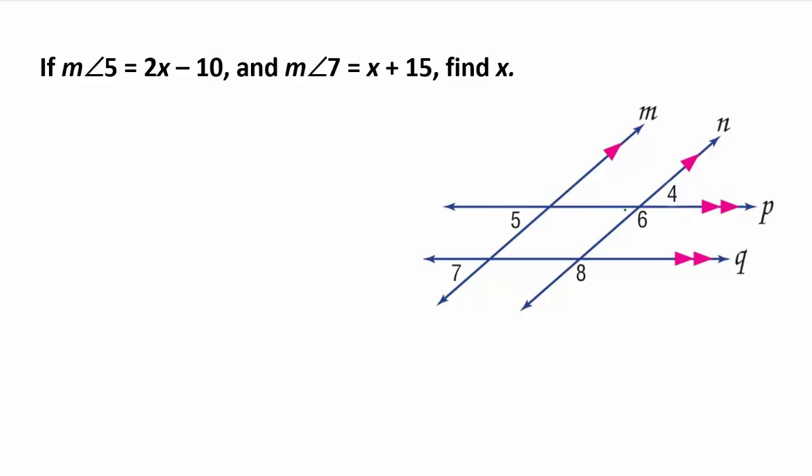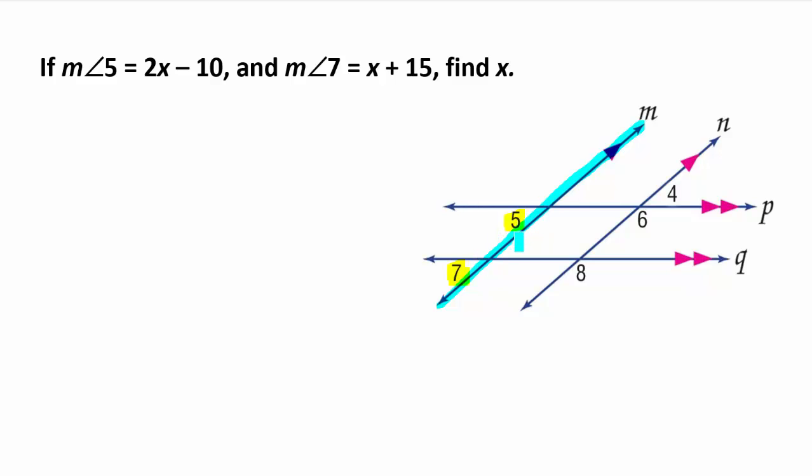The last problem we're going to take a look at uses this figure that we have here to the right. And it says if measure of angle 5 is equal to 2x minus 10 and the measure of angle 7 is x plus 15, we need to find x. So let's take a look at angle 5 and angle 7. Now, they are on the same side of this transversal. I'm going to call this one the transversal. And they are on the same side, and they're going to be in the same position. So those are going to be corresponding angles.